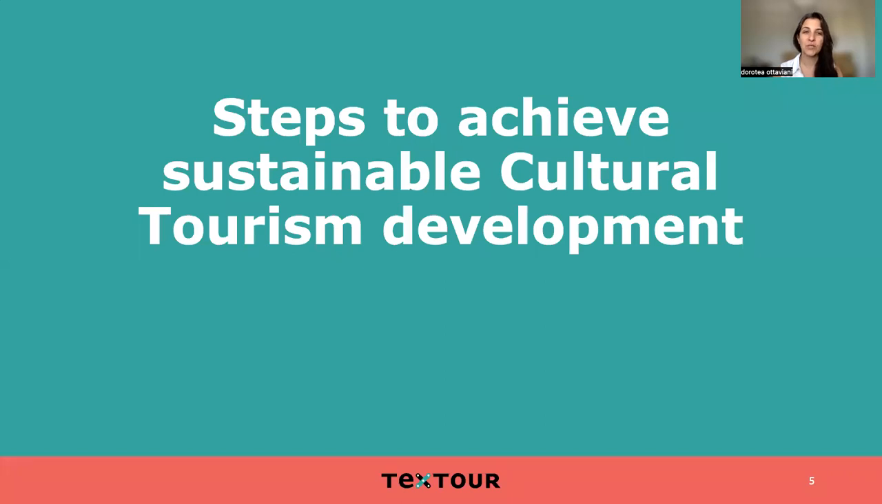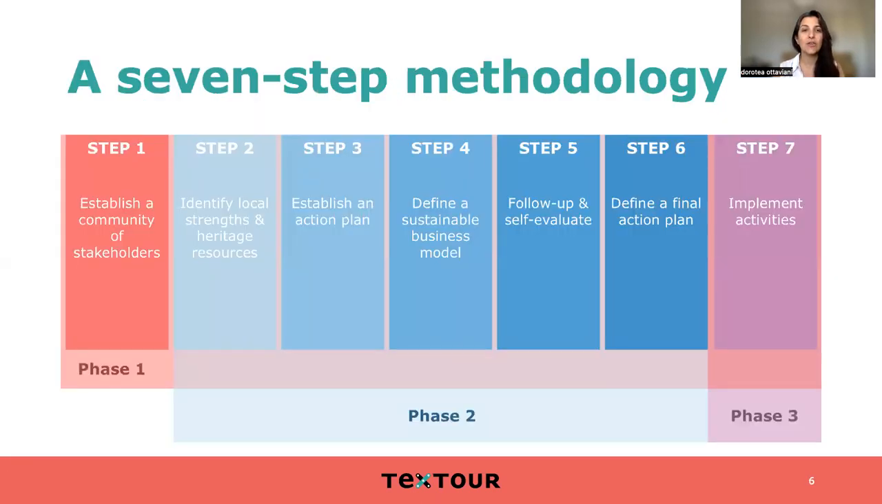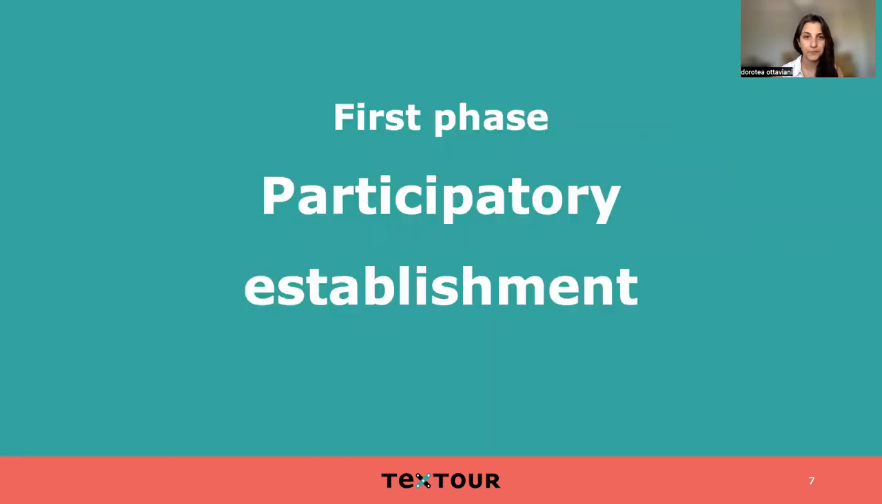What are the steps to achieve this cultural tourism development? So this is a 7-step methodology divided in 3 different phases. As you see, the steps go from establishing your community of stakeholders to the implementation of the activities they are going to develop in phase 2.